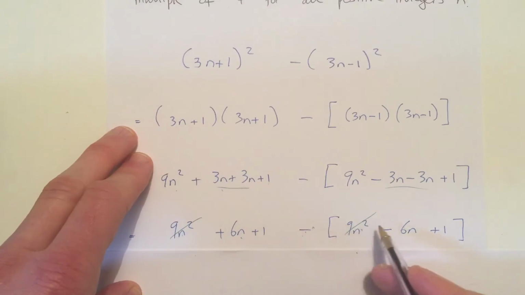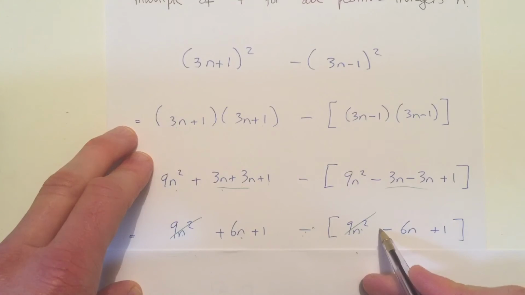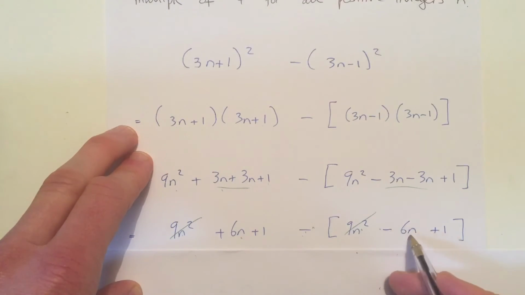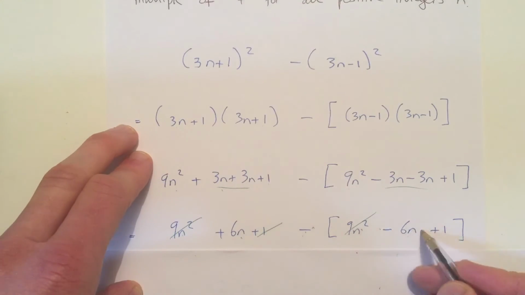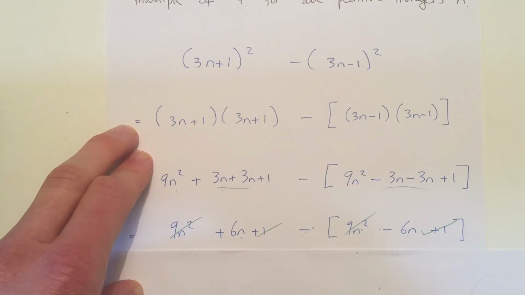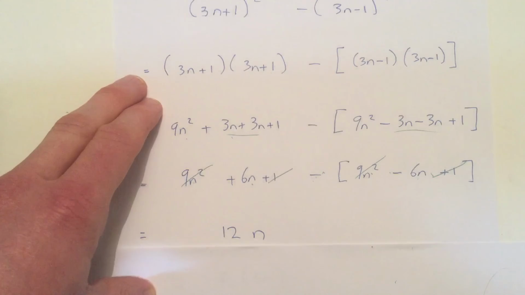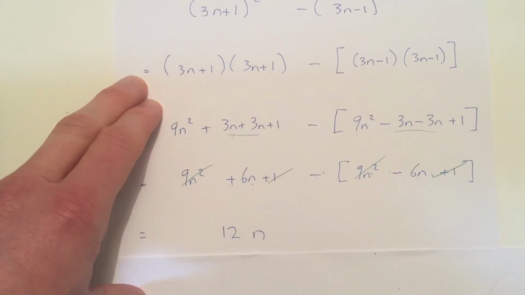6n minus minus, so that's a plus. So 6n plus 6n is 12n, and then the 1 minus the 1 is 0. So this all simplifies to be 12n.